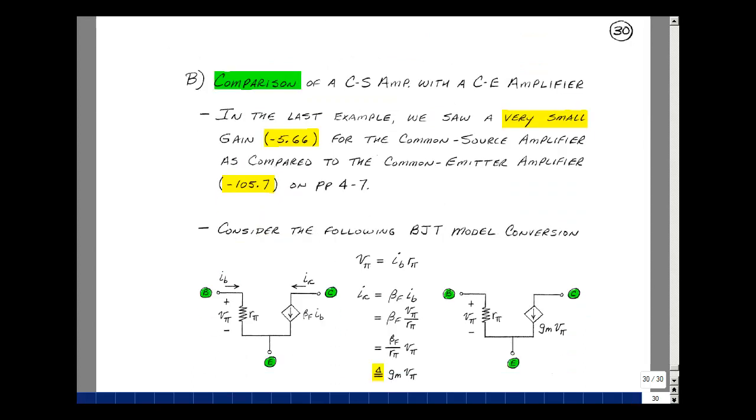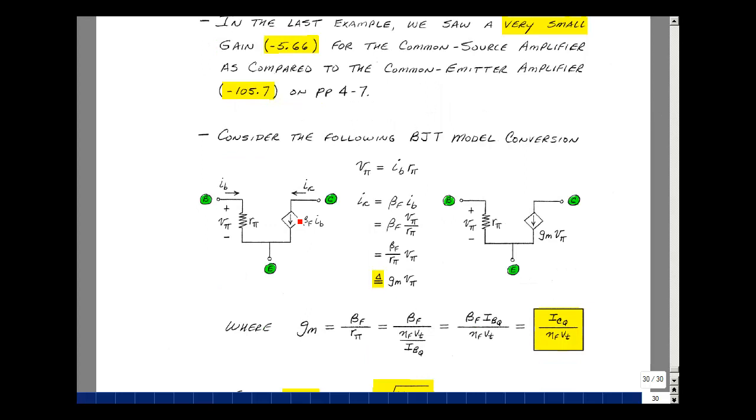Let's do a comparison of this common source amplifier with the common emitter amplifier we did previously. We saw in this last example that the gain in magnitude is 5.66, compared to the common emitter amplifier of 105.7 in magnitude. They had about the same biasing current. So was this a fluke, or does this always happen? Well, let me take a look at the following.